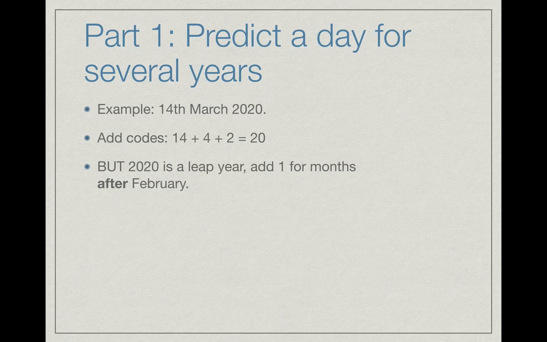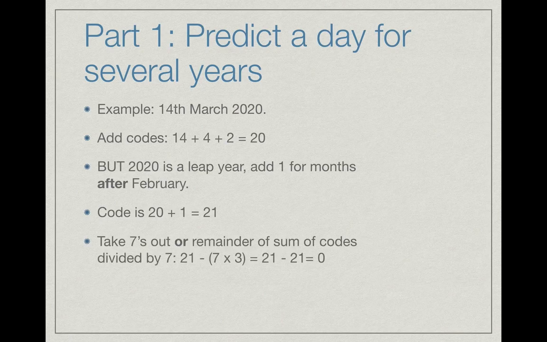2020 is a leap year, and you need to add 1 to the month code if it is happening after February. Since March is after February, you have to add 1 to the answer. So the answer now becomes 21. Just to clarify, if it is 14th of February, you do not need to add 1. It's only months after February. Okay, back to the example. So the final answer code was 21, and we need to take all the 7s out. So that's easy because 7 times 3 is 21, and remove 21 from 21, and answer is 0.